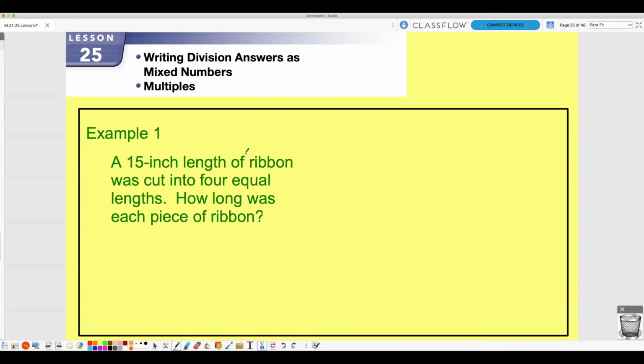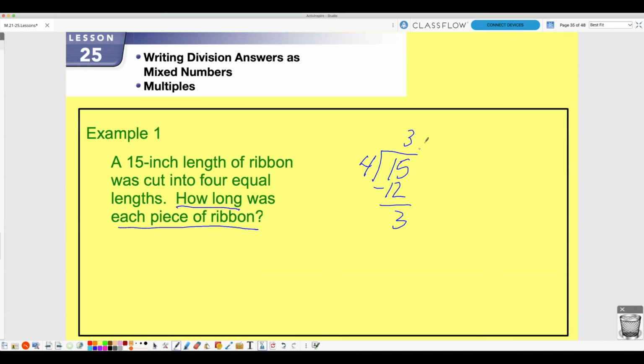In example 1, let's look at writing division answers as mixed numbers. If you have a 15-inch length of ribbon and it was cut into 4 equal lengths, how long is each piece? In order to do this, we just need to take 15 divided by 4 and recognize that 4 will go into 15 3 times, and 3 times 4 is 12.